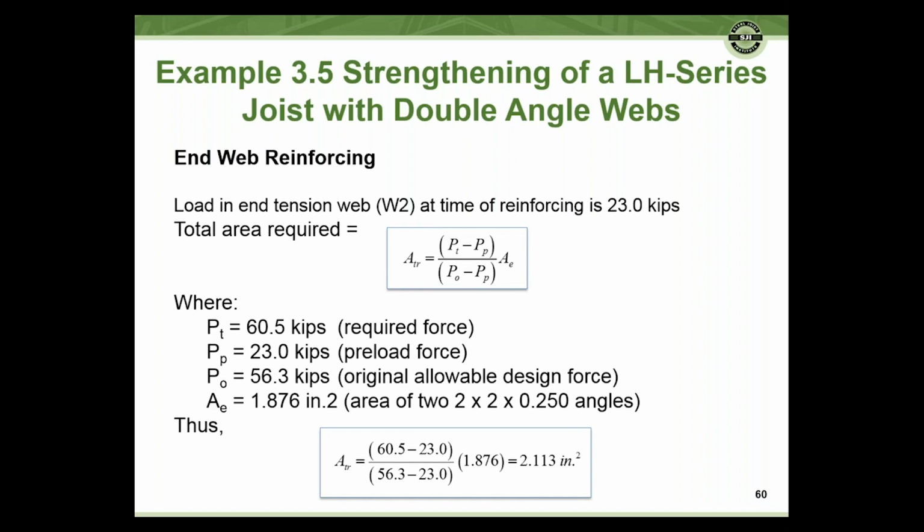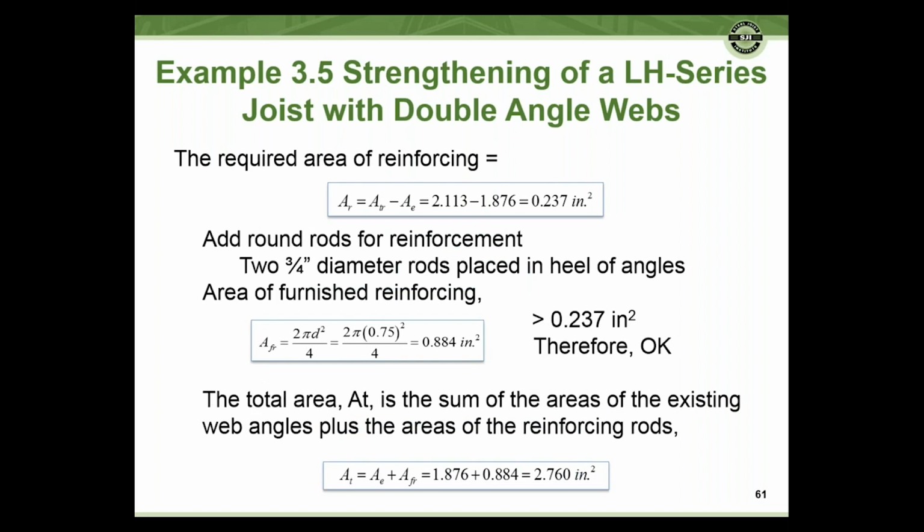The area of our existing webs, we found that they were 2 by 2 by 1/4 angles. So our existing area is 1.876. We can plug that all into this to find out what area we need. So our required area for our web is 2.113 square inches. So what is our required area for reinforcing? Subtract the existing area from that required area, and we need a reinforcing area of 0.237 square inches.